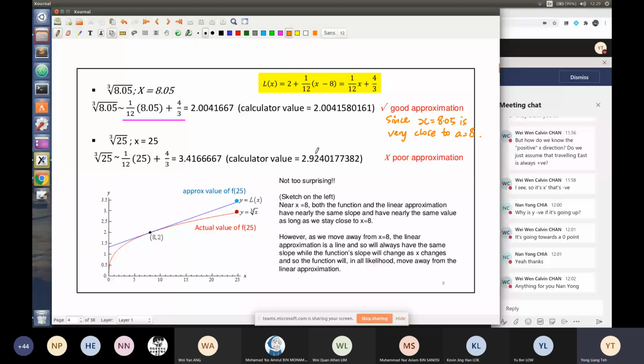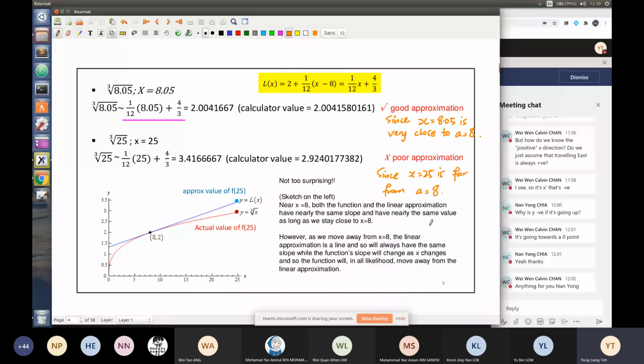Because you can see the difference here is roughly 0.5. So 0.5 divided by the true value 3 is 1/6. So it's actually slightly less than 20% difference, which is not good. 20% error is not good, 15% error is not good, right? So hence this is a poor approximation, because x equals 25 is far from the expansion point a equals 8.